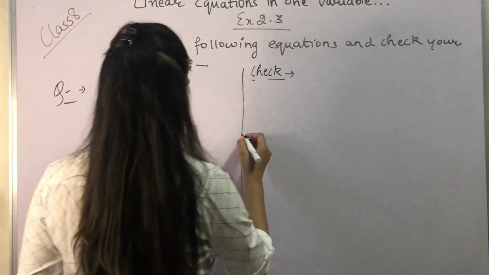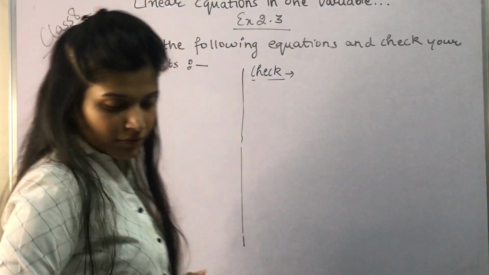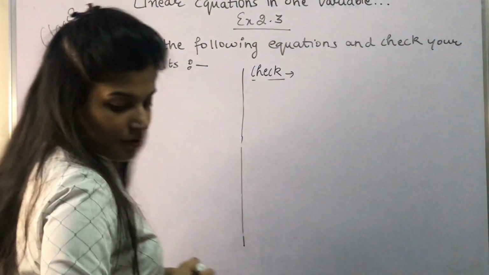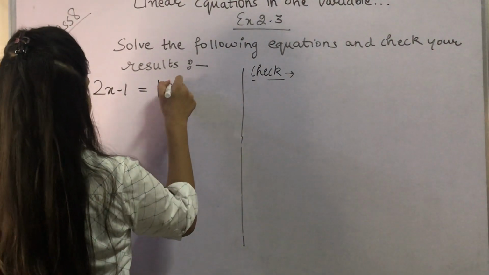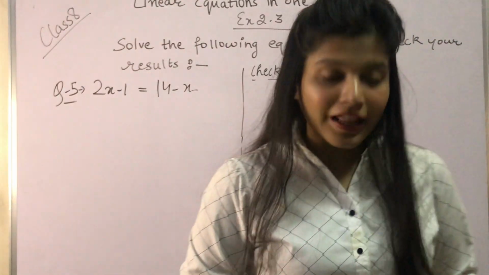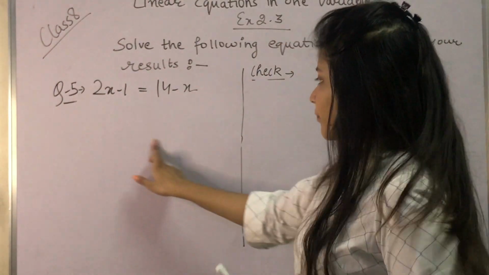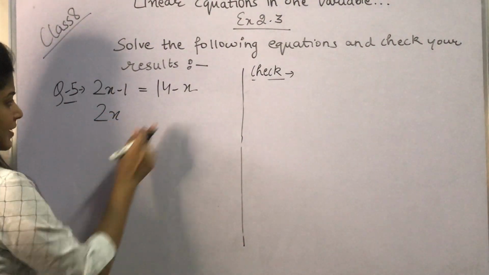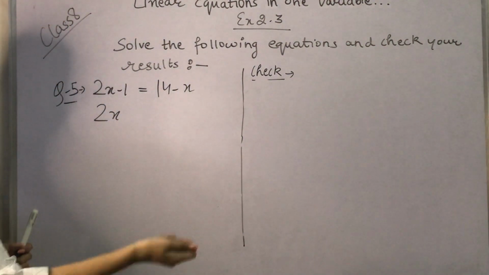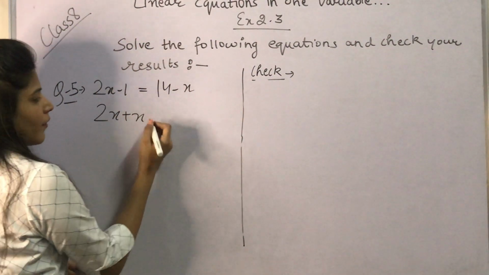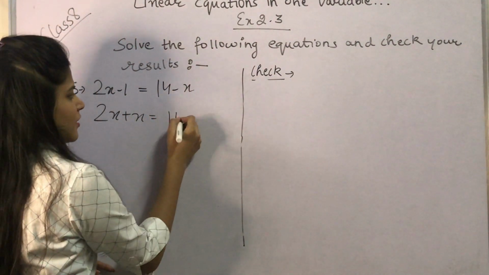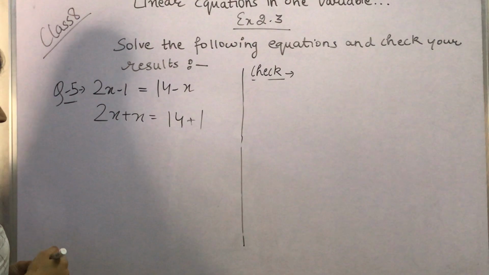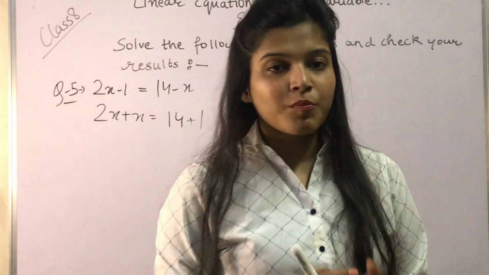Now children, question number 5. 2x minus 1 equals to 14 minus x. So now again we will transpose the variable terms and the constant terms. So 2x as it is, x is negative on the RHS, so it will become positive when it will be transposed. Equal to as it is, 14 as it is. Now minus 1 was there, so plus 1. Okay, so this is our transposing the terms.